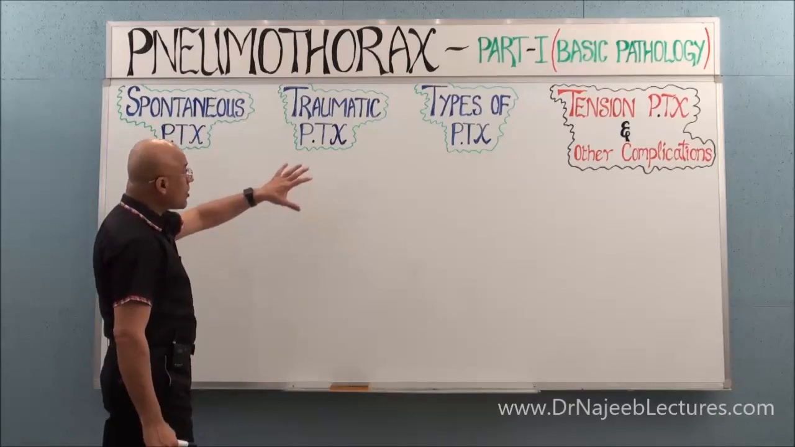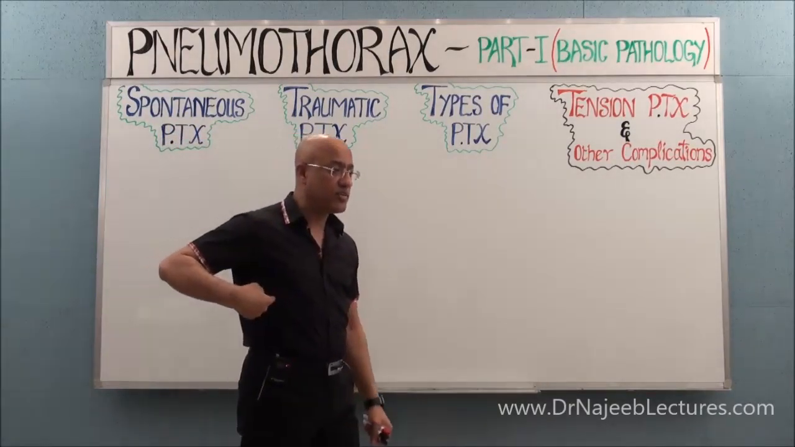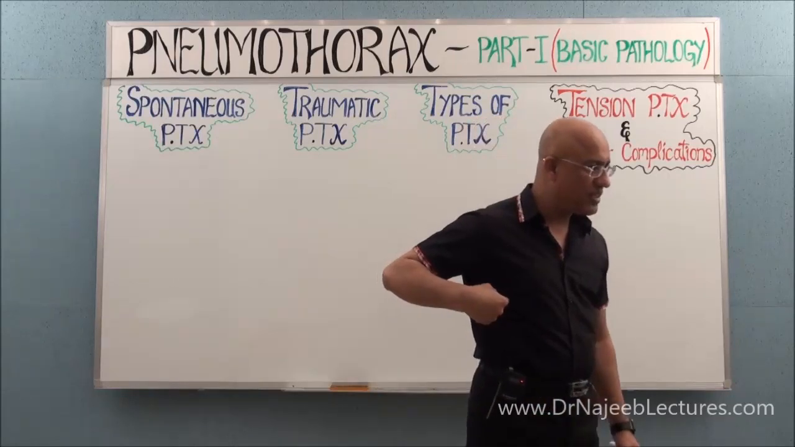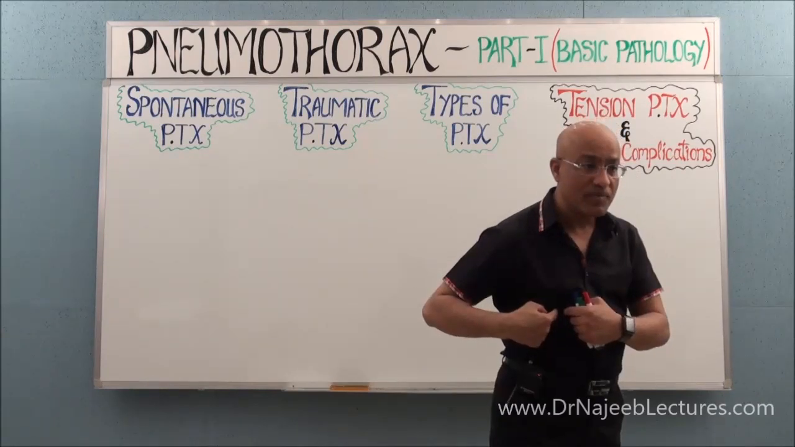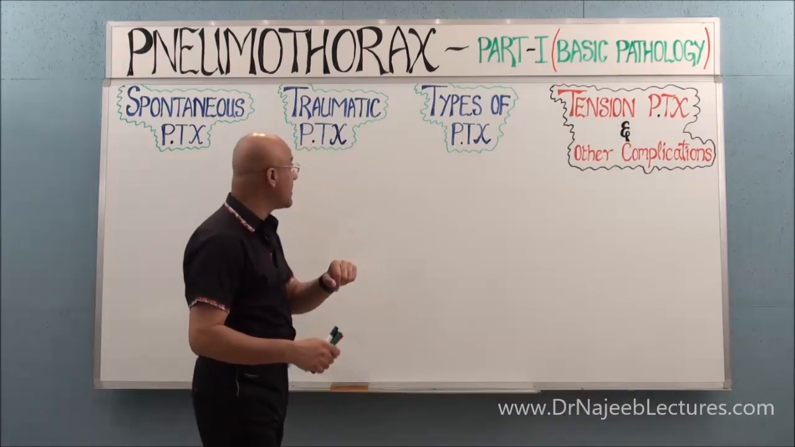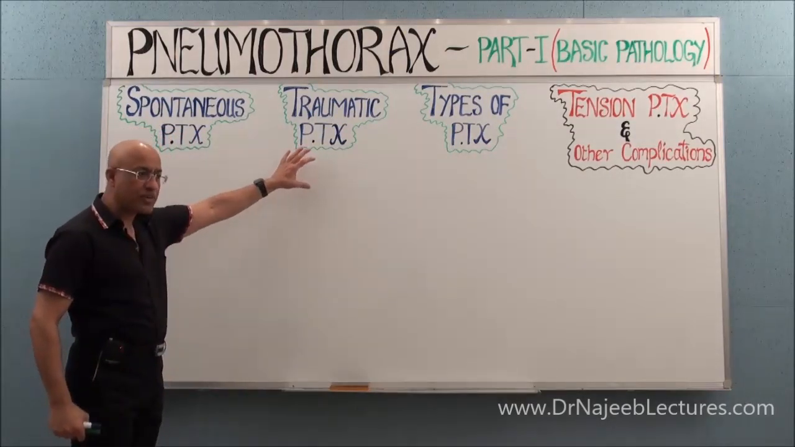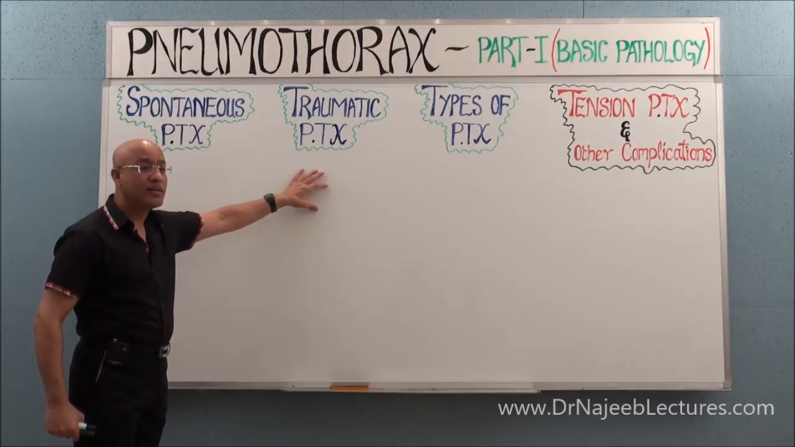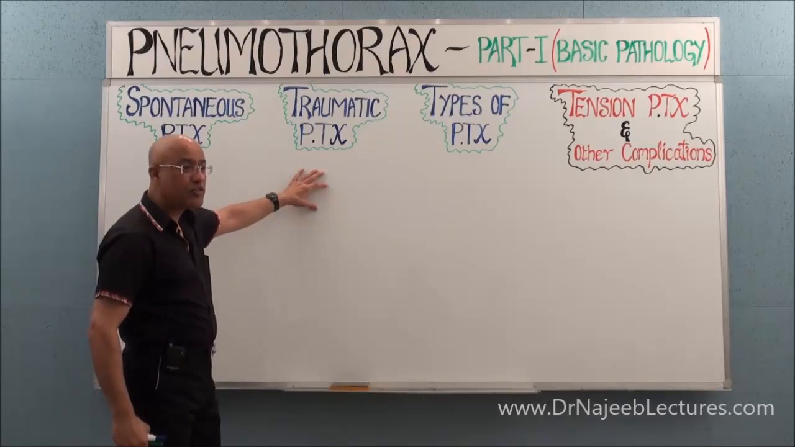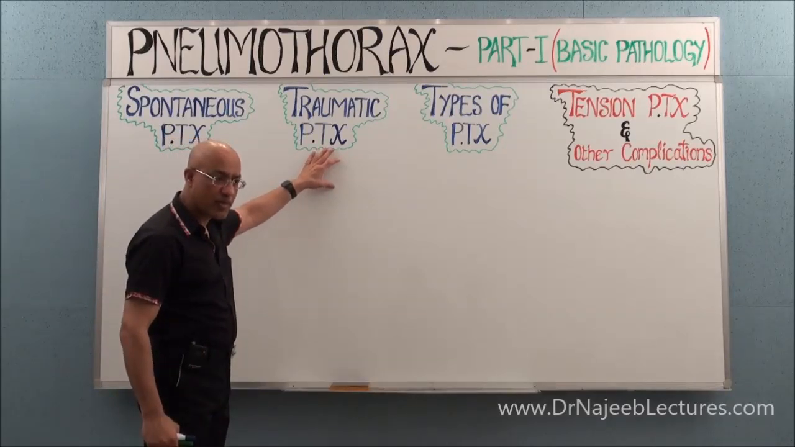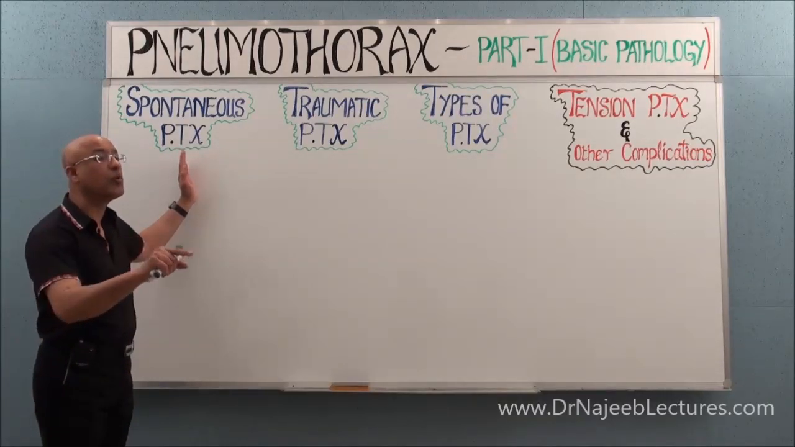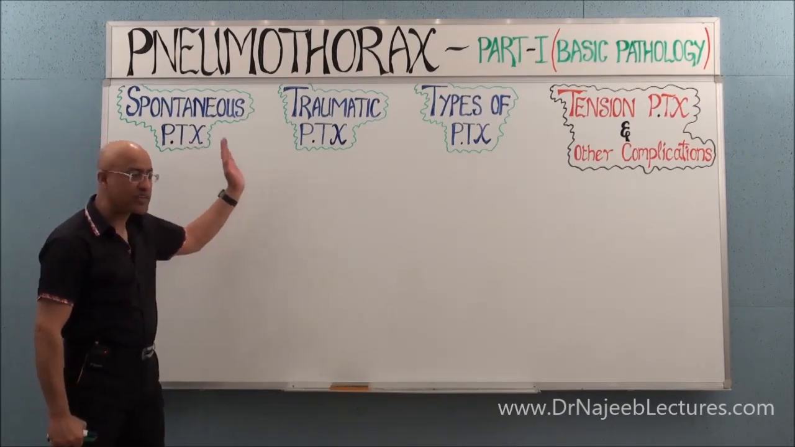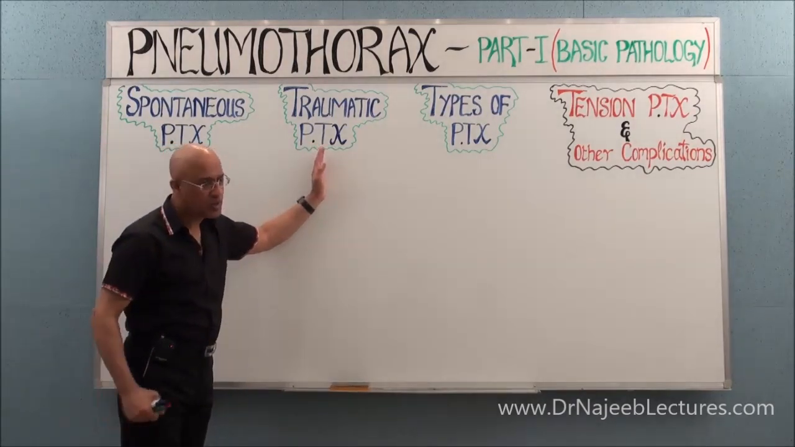But traumatic pneumothorax is when air enters into the pleural cavity, either because there is trauma to the chest wall or trauma to the lung tissue. So if entrance of air is after the trauma or due to the trauma to the chest wall or to the lung, then we say this pneumothorax is traumatic pneumothorax. So the real difference is that spontaneous pneumothorax occurs without trauma, and traumatic pneumothorax occurs due to trauma.